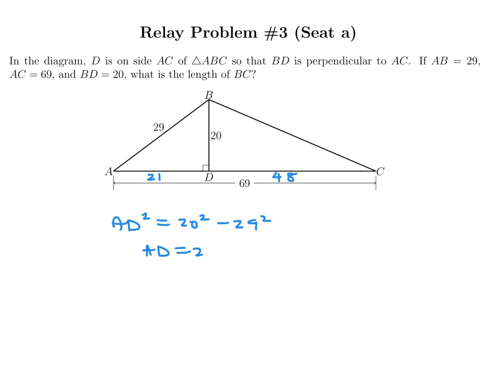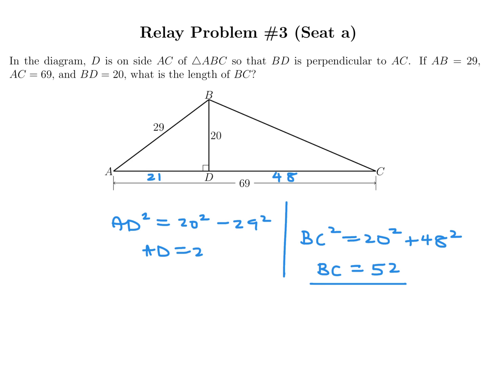And they're asking for BC, so again, just another Pythagorean relationship. So BC squared would be 20 squared plus 48 squared. And when you do that math, you'll get BC equal to 52. And I think that's all there is to this.